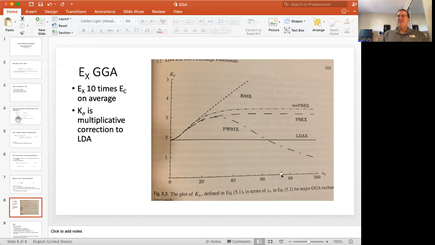They're all so different out here. But it turns out this whole area doesn't matter much because there's not much electron density out there. All that matters is in here, and they all behave pretty darn similarly in that region. So all of these exchange functionals, the GGAs, work pretty well because they get the right physics in this region, and they get radically different physics in this region.